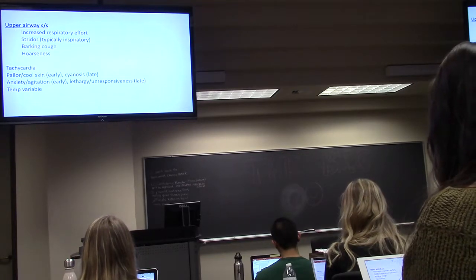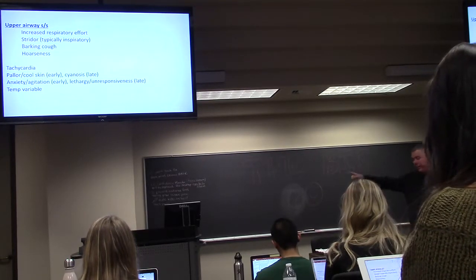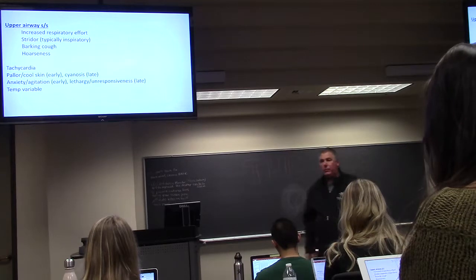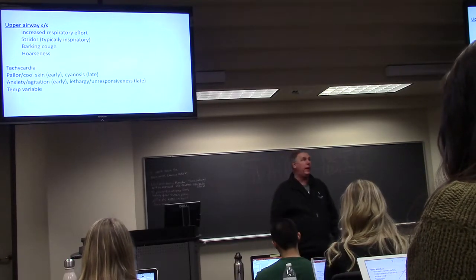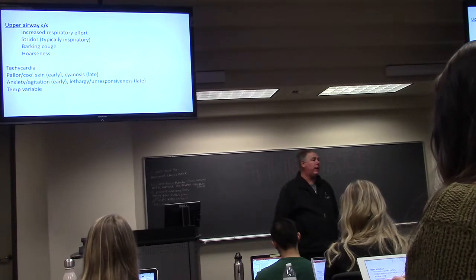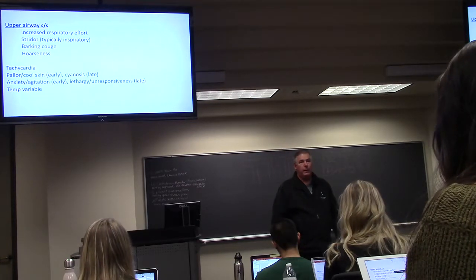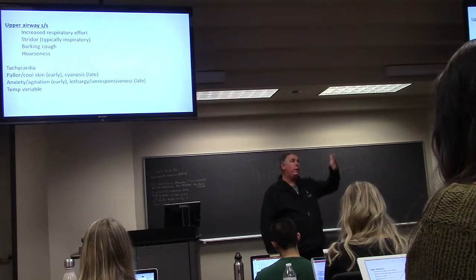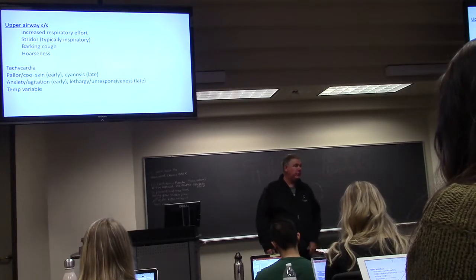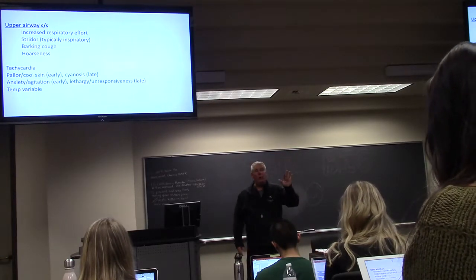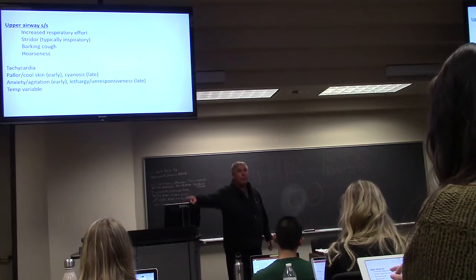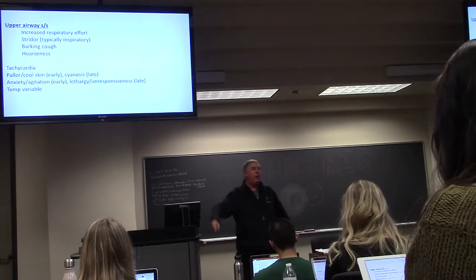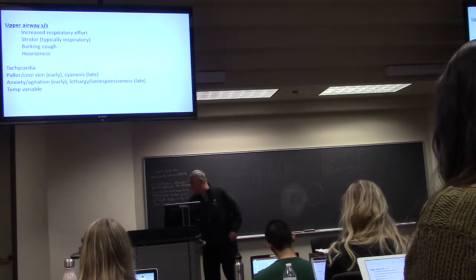The commonalities with all four of the different levels of respiratory compromise are tachycardia, pallor, cool skin, cyanosis late, anxiety, agitation, and temperature variability. Okay? You'll see that as we go through here, those bottom 4 things don't change. The top 4 do. If somebody comes in with a barking cough, it's upper airway. If they come in wheezing, it's lower airway.